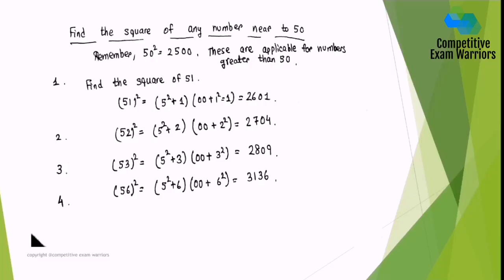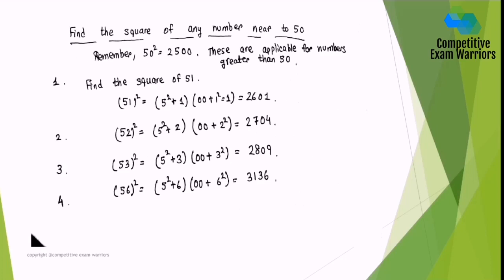Next one. Now this is another category, where you need to find the square of any number that is near 50. The first category we are seeing will be applicable for numbers greater than 50. There are actually 2 categories. First one will be lesser than 50 and the second one will be greater than 50.